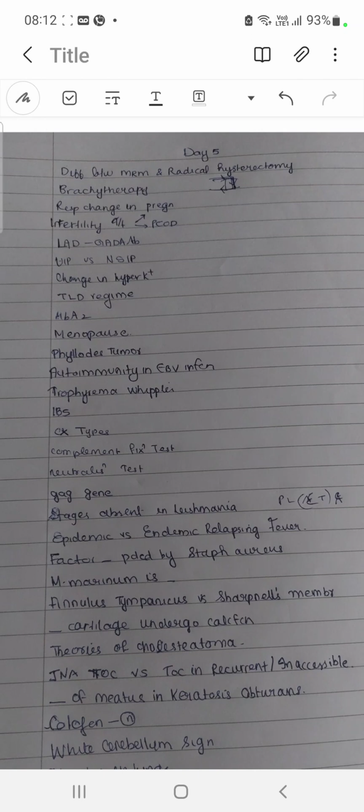Epidemic versus endemic relapsing fever. Epidemic is Borrelia recurrentis. Endemic is Borrelia duttonii. Factor 10 is produced by Staph aureus. Marinum is photochromogen. Annulus tympanicus is in pars tensa, and pars flaccida has Shrapnell's membrane. Cricoid cartilage undergoes calcification. Theories of cholesteatoma. Habermann's theory: in Habermann's we are invading, so that is the theory of invagination. Wittmaack's retraction pocket.